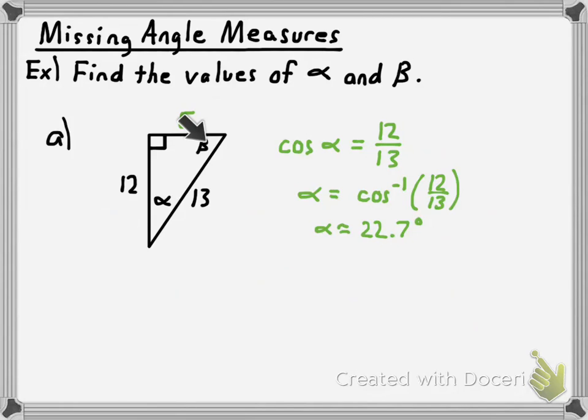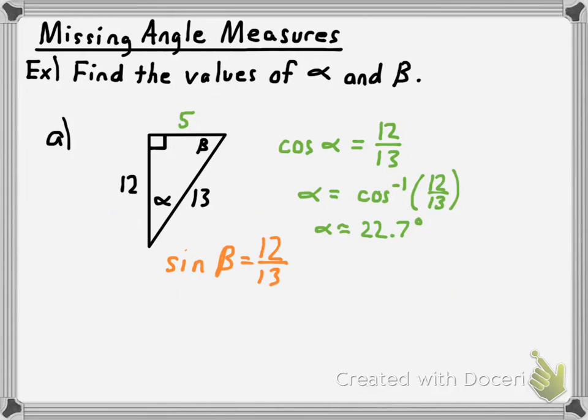Beta, well, we're still going to use the side that's 12 units and 13 units long to find that. But now the side that's 12 units long is the opposite leg. The 13 is still the hypotenuse, right? And if you're comparing the opposite leg and the hypotenuse, you're using a sine ratio. So we can make this equation that the sine of beta is equal to 12 over 13.